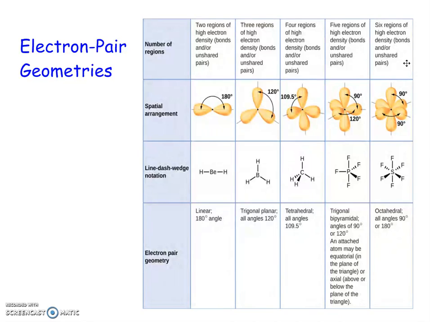If there are 6 regions of high electron density, then it's going to form what's called an octahedral, where all angles are going to be 90 degrees, or 180 if you jump over one of those atoms in the way. So all of those angles are going to be 90 degrees between the electron pairs that are next to each other.